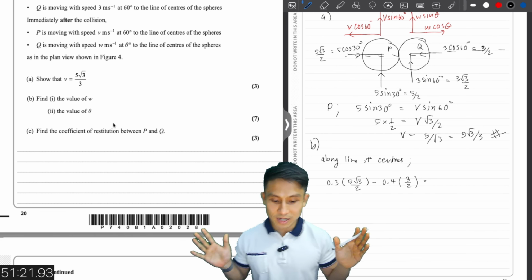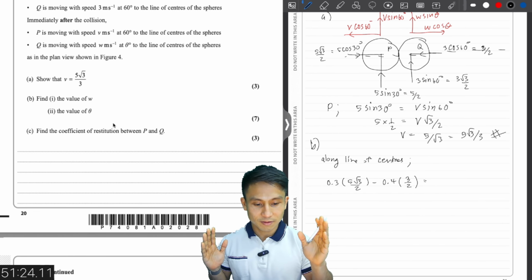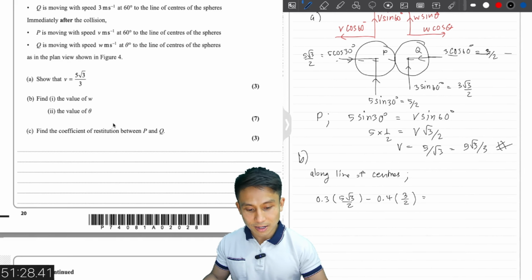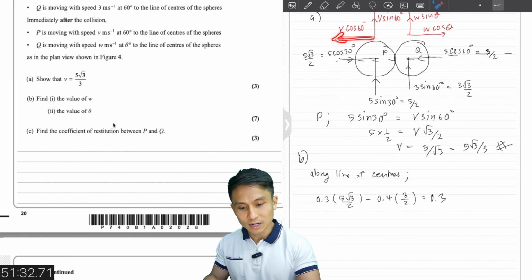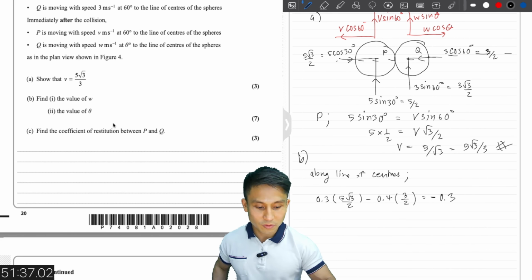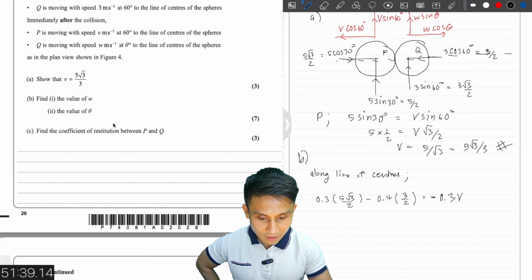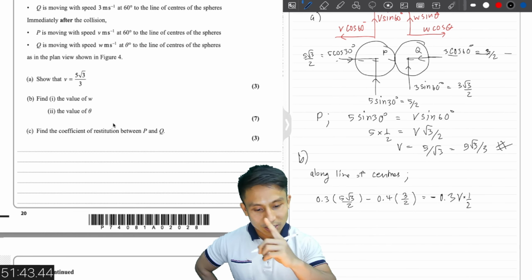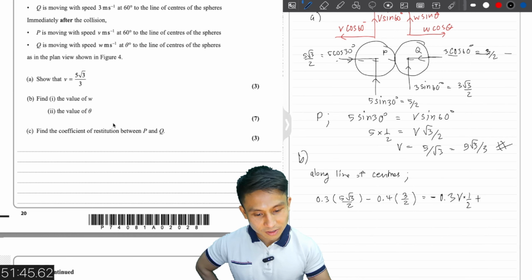I did have the work there already. So after the collision, we have particle P again, 0.3. Now assuming that V is to the left, we're going to have a minus here: 0.3 times V cos 60, which is just 1 over 2. And Q will be moving to the right, so I put positive here.